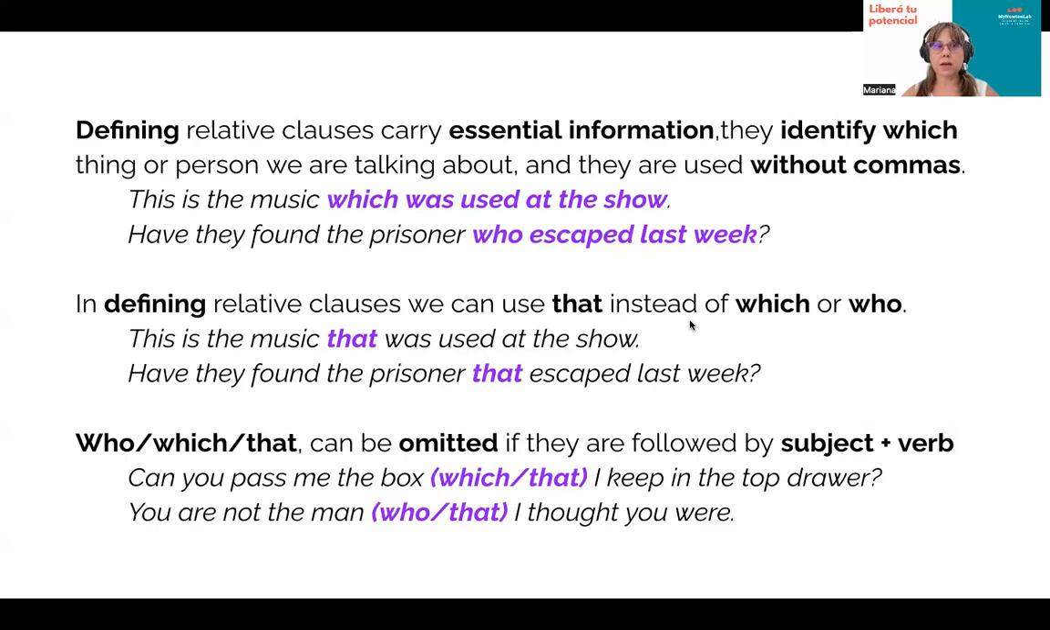We say that even more common in Spanish. Nosotros en español lo decimos incluso más común. Esa es la música que, no la música cual o la cual. Encontraron al prisionero que escapó, no el prisionero quien escapó. Para nosotros en español es más común el que, en este caso, vendría a ser el that en inglés.